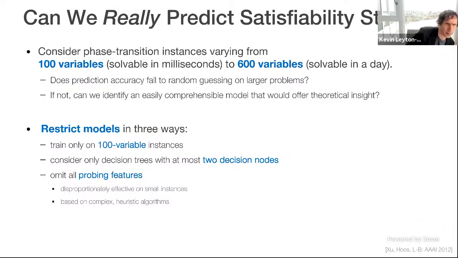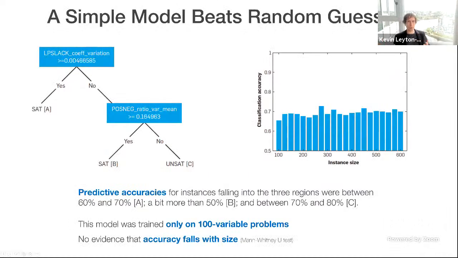And we wanted to see, would it still be the case that we could build something that would do well on larger instances? And to our surprise, we found that it actually worked really ridiculously reliably. So here is a simple model that beat random guessing, and it achieved predictive accuracies of around 70%. Bearing in mind that 50% of the instances were satisfiable and 50% were unsatisfiable, random guessing would get you 50%. And we were getting 70%.